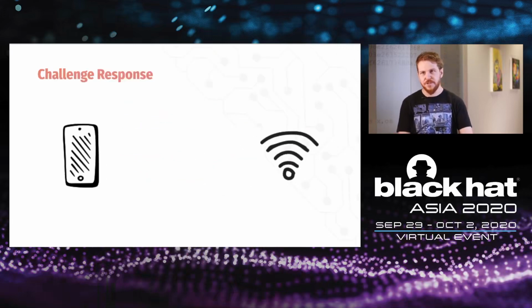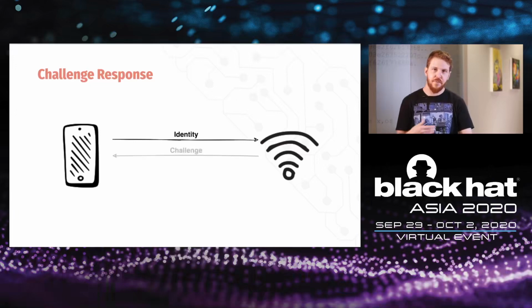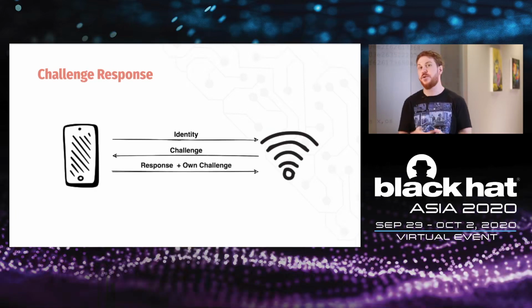Cool, so the challenge response, now being the thing that happens inside the TLS tunnel, consists of first, you send along your identity. This is typically your domain name, so mine would be Michael Kruger. The access point will then send along a challenge, which is 16 random bytes. You, as the client, will take that challenge, generate your own challenge, put them together, and calculate a response using the password that you know. You then send that response as well as your challenge over to the access point.